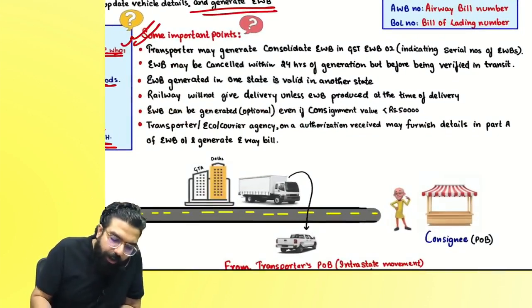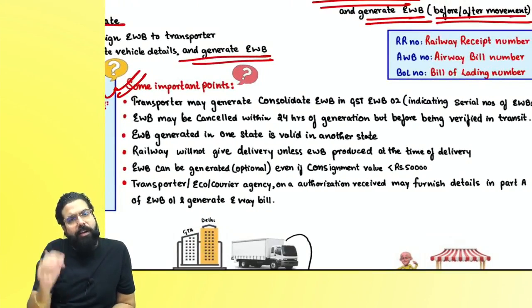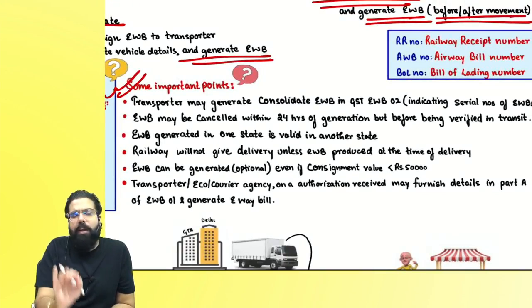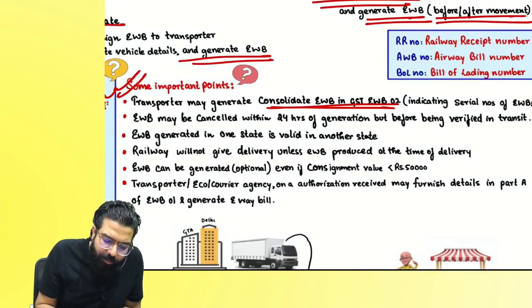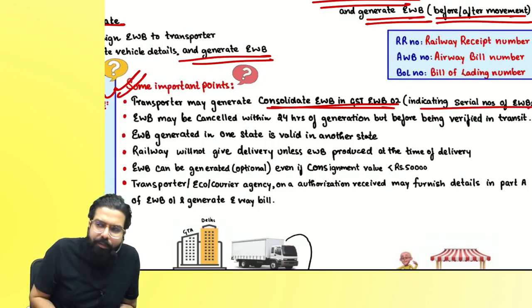Now, there are some important points, sir. A transporter has many e-way bills. Can you consolidate and generate one e-way bill? Yes. A consolidated e-way bill in GST EWB 02 can be generated, indicating the serial numbers of all the individual e-way bills.